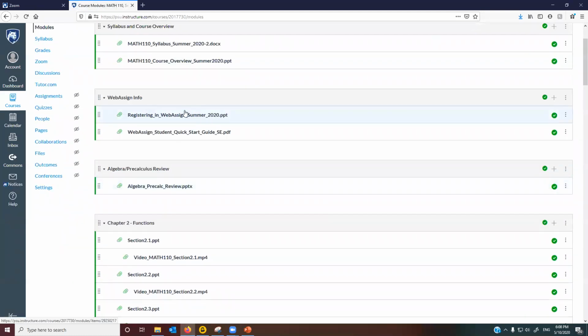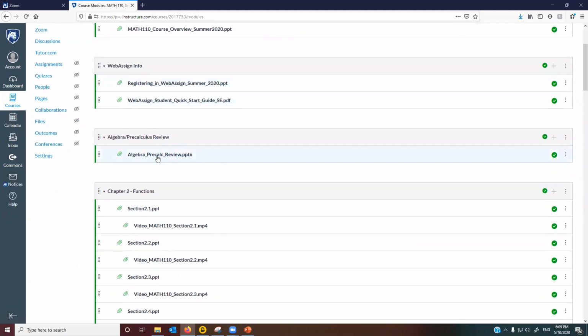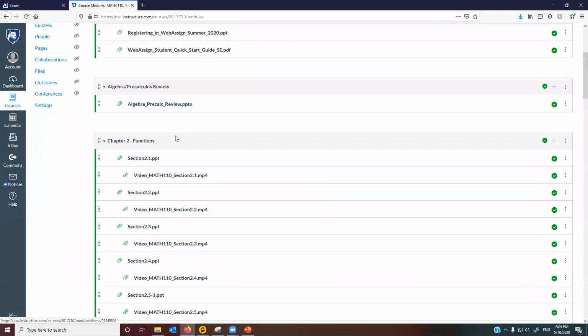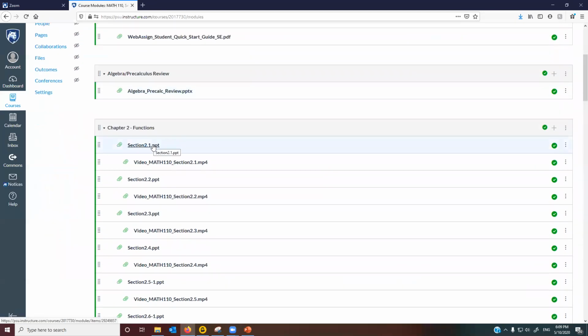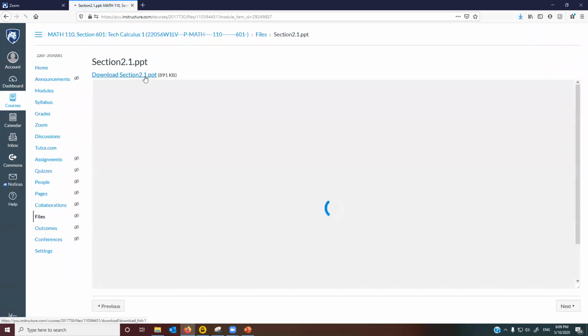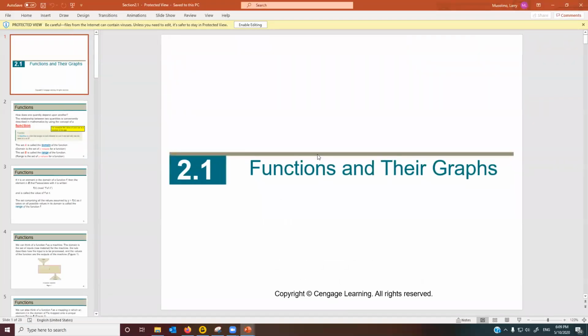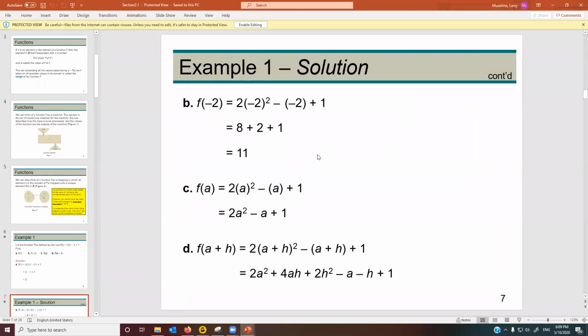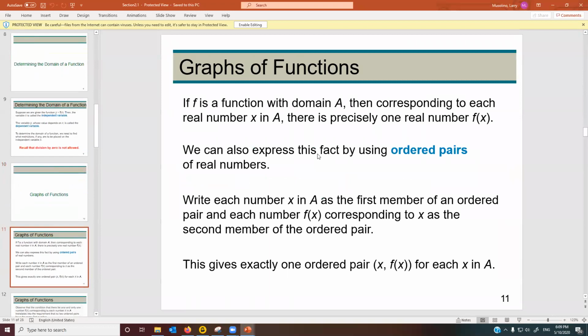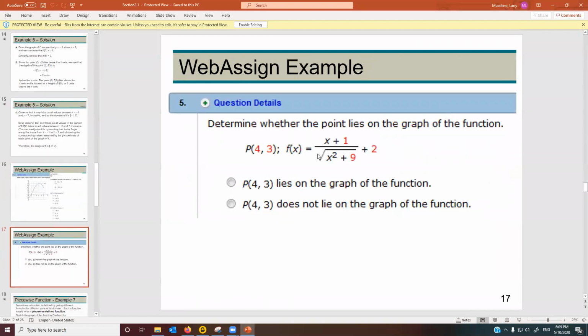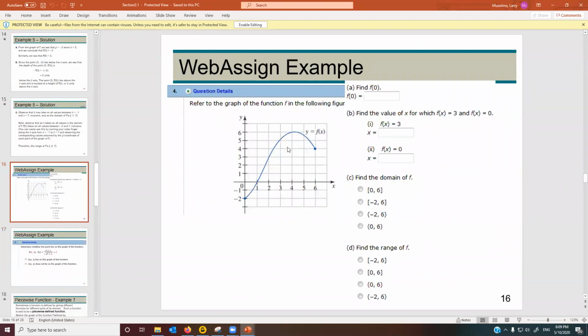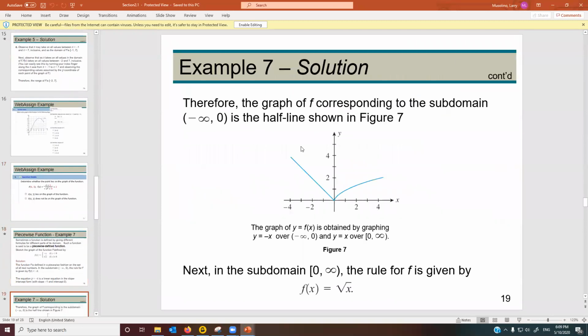Folks, here's a file that will walk you through how to register in WebAssign. Here's that pre-calculus review that I mentioned. Then here is a PowerPoint for each section in the textbook. Let me just open one up to show you this. So this is going to walk you through with many examples. You might notice here are some WebAssign examples included.